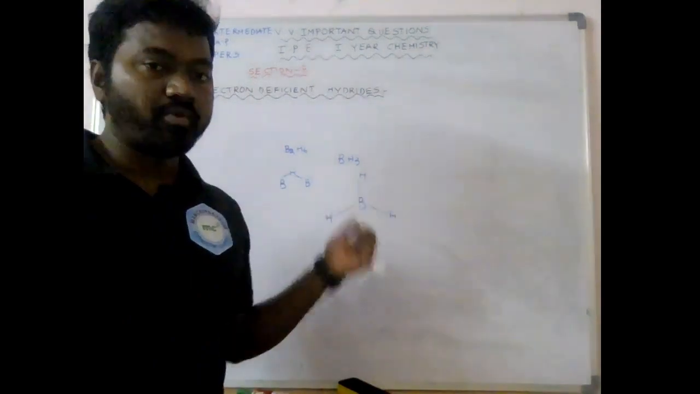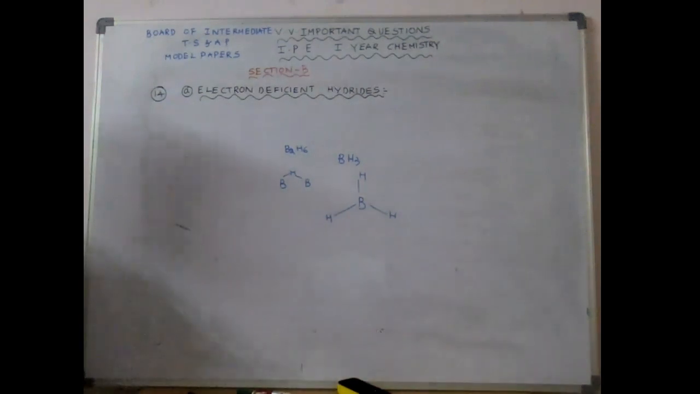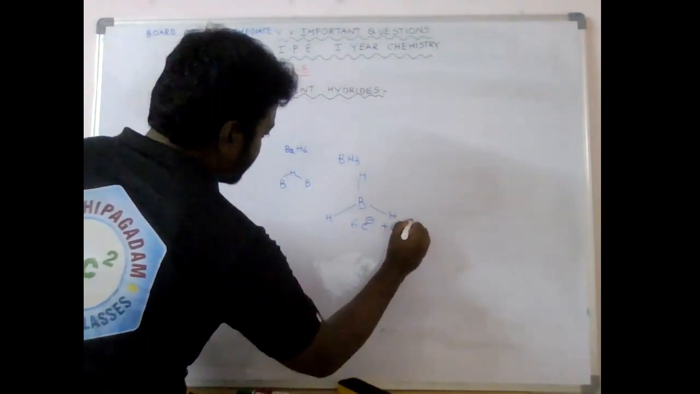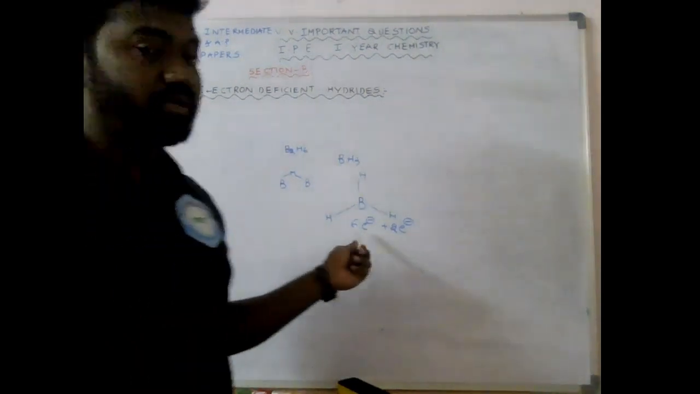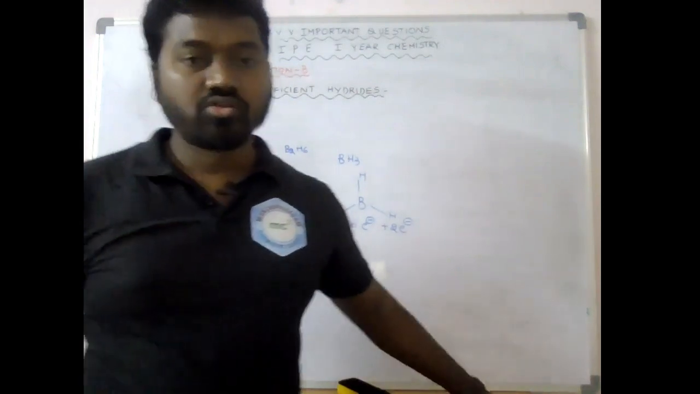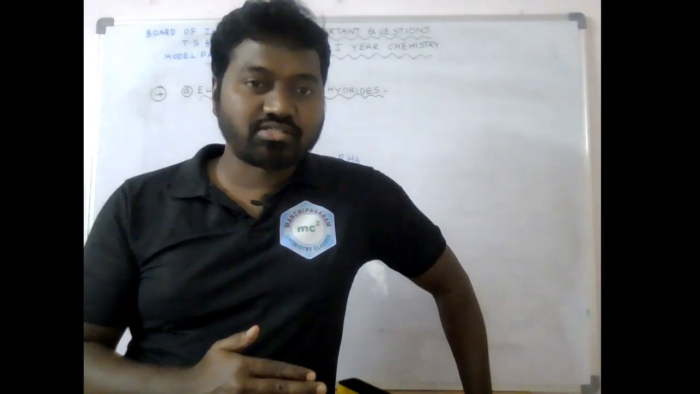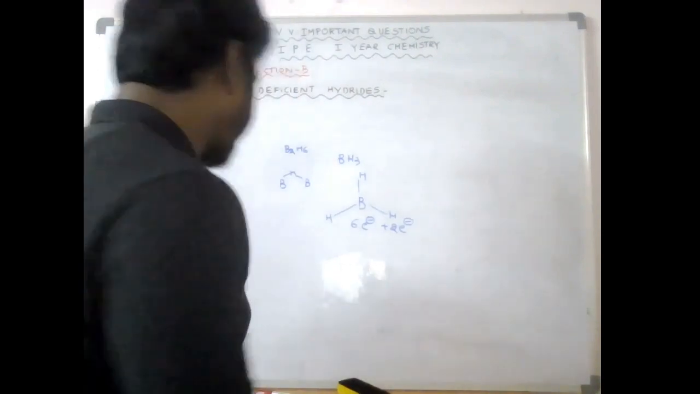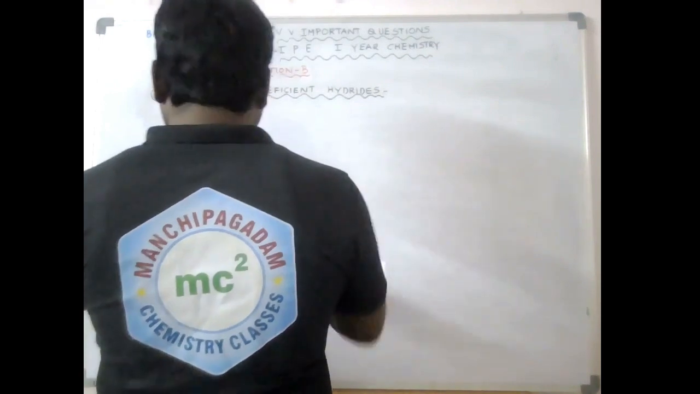This boron is surrounded by how many electrons? One bond means 2 electrons. How many bonds are there? 3 bonds, 3 into 2, 6 electrons are there. Still it requires how many electrons to get the octet configuration? 2 electrons, 6 plus 2, 8. The availability of electrons is 6, still we require 2 electrons. So hydrides having fewer available electrons than required are called electron deficient hydrides. Very simple. The example you can take is diborane, coming from the 13th group elements.